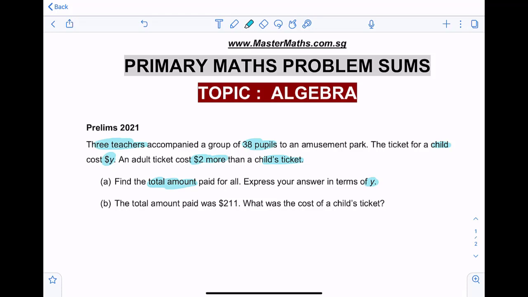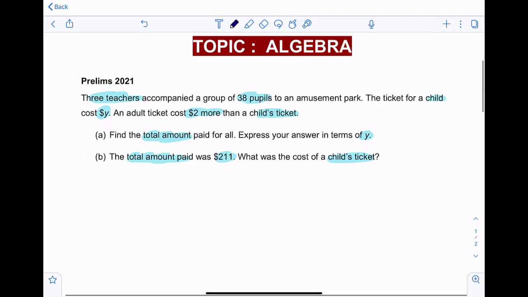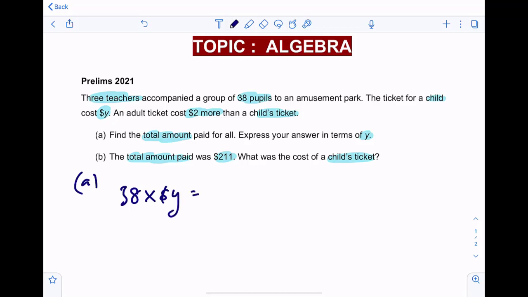Part B, the total amount paid was $211. What was the cost of a child's ticket? So to do part A, we need to understand that for each child, that's $Y, and we have 38 of them. So 38 times $Y, and that will give us 38Y.